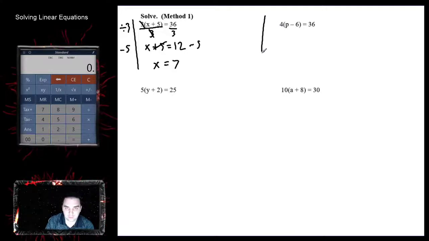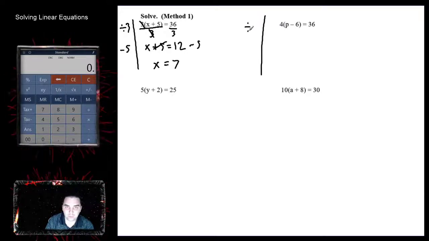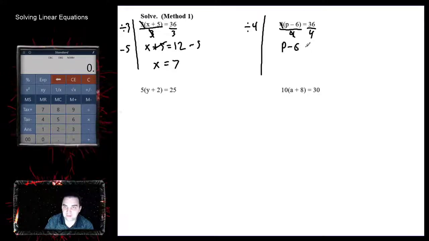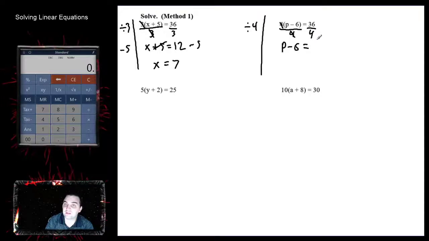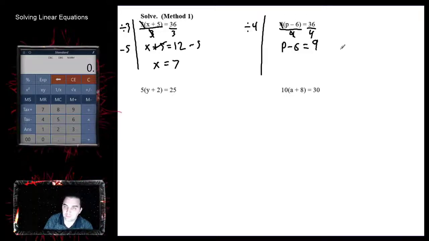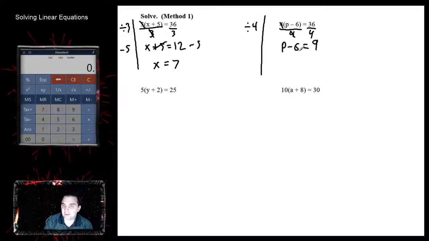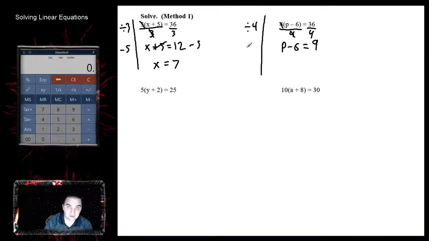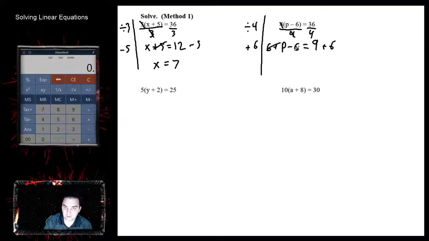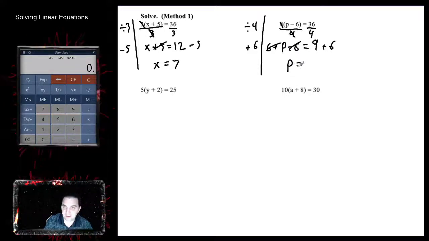Here, divide by 4 on both sides. That gets rid of this. I have p minus 6 is equal to 36 divided by 4, which is 9. And then I still have this minus 6 here, so the opposite of subtracting by 6 is adding by 6. So I can add 6 to both sides, which cancels that out. And I have p is equal to 9 plus 6, which is 15.